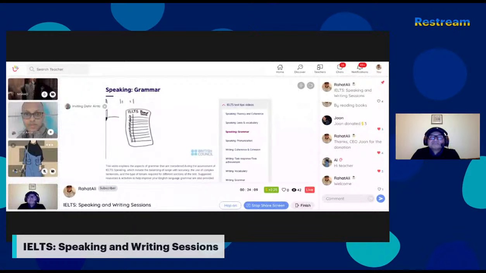IELTS results range from band scores of 1 to 9. However, there are not specific questions for different band scores, and there can't be, as the score isn't assigned until the end of the speaking test. Also, remember there are no quotas for IELTS band scores. Each individual is scored on their own merits.